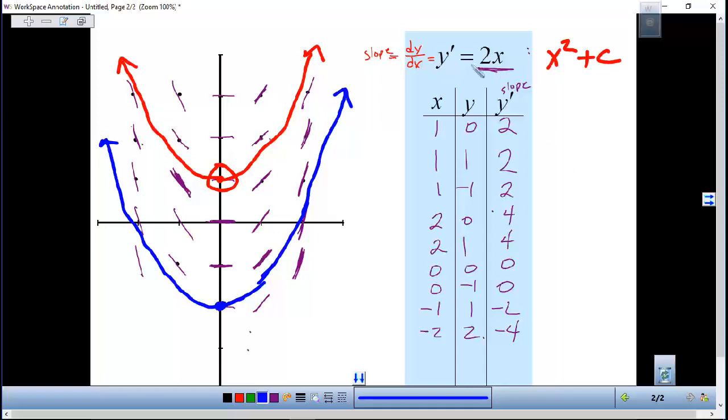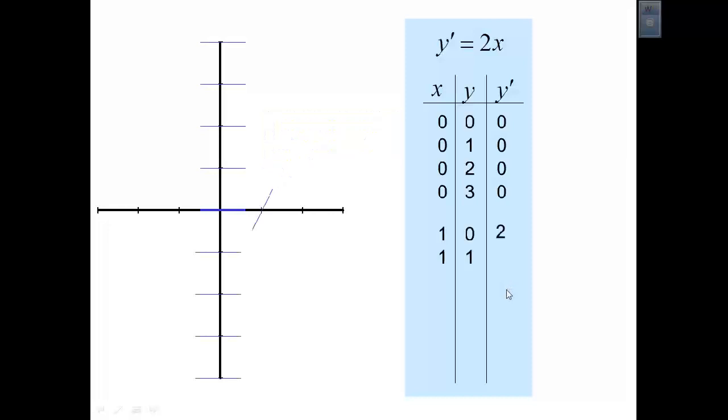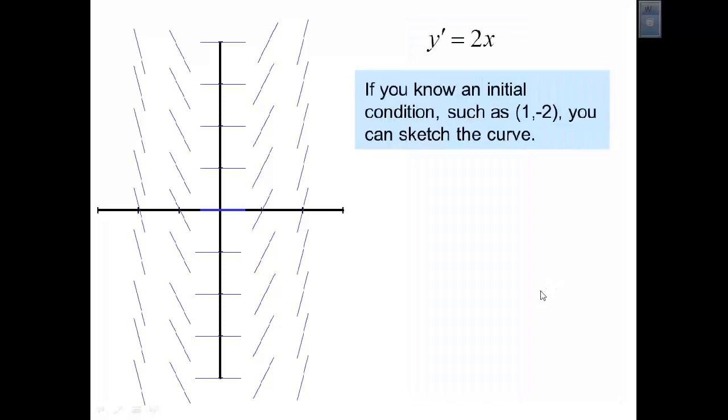And slope fields are really easy. We're just taking it point by point by point. All right, so let me put all these in here. And if you know an initial condition, such as 1, -2, so we've got a point right here at 1, -2, we can identify what that graph's going to look like from that point just by following what the slopes are.